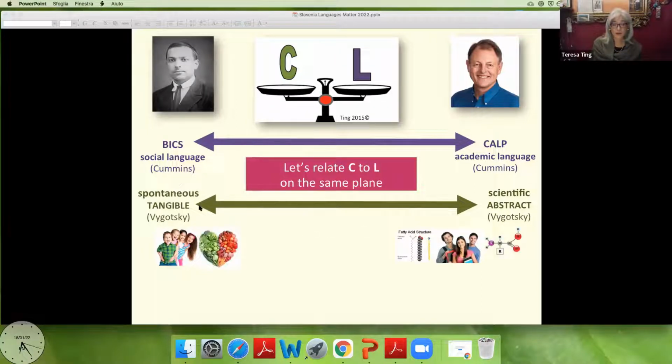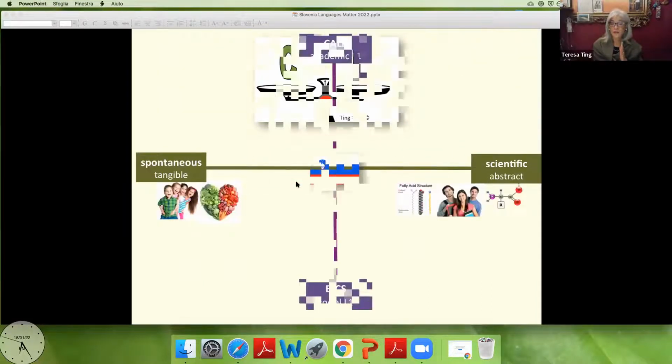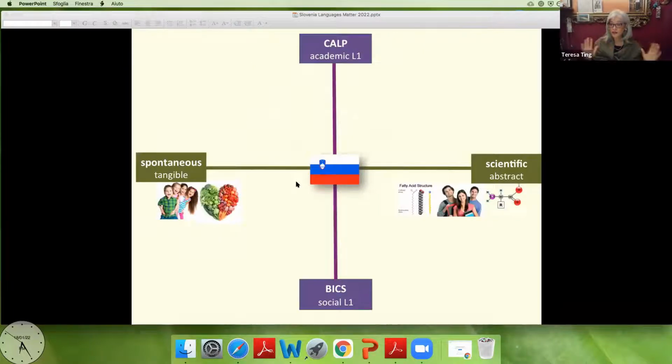So, for example, when we talk to children about nutrition, when they're young children, we show fruits and vegetables. When we're in high school, or university, talking about nutrition, we're talking about molecules and molecules, okay? Intangible. Now, so these two monodimensional continua. Let's relate C to L on the same plane. Let's cross these two and make these two-dimensional. Let's create a two-dimensional map of this in L1.